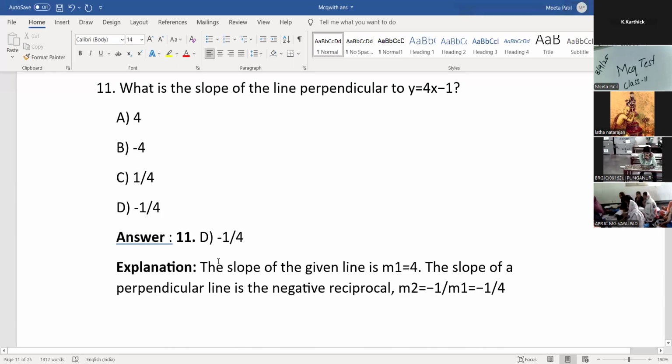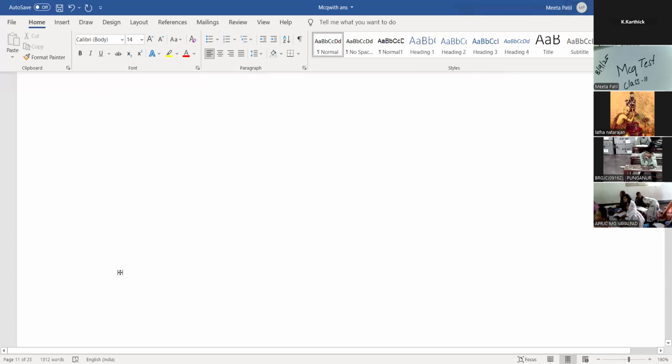Similarly, for the next question, what is the slope of the line perpendicular to y = 4x - 1? So already we know the perpendicularity condition. What is that perpendicularity condition? m1 into m2 is equal to -1. So if we consider m1 as 4, because according to this equation, this is our value of m, then the slope perpendicular to the line is the negative reciprocal: m2 = -1/m1. So the slope for the next line will be -1/4. So option D is the correct answer for the 11th question.